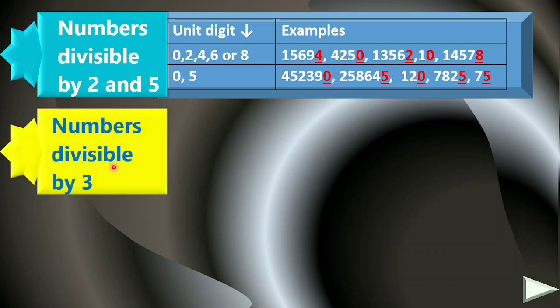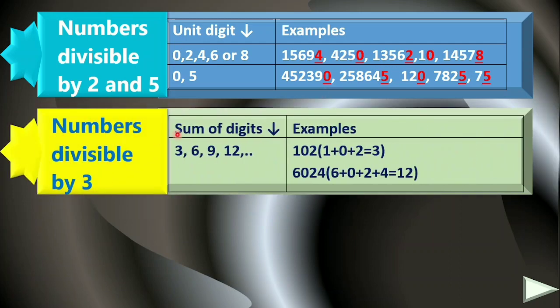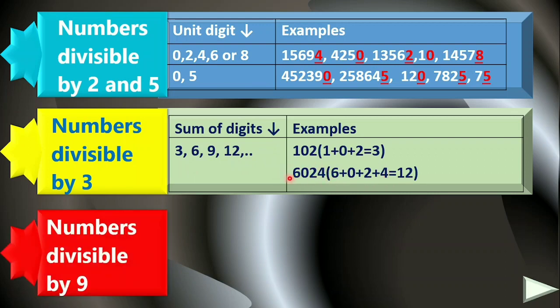Now number divisible by 3. If sum of digits of a number is either 3, 6, 9 or 12, then it is divisible by 3. In example 102, after adding digits 1, 0, 2, it comes out 3. Now 3 is divisible by 3. In example 6024, after adding, 12, and 12 is divisible by 3. That means 6024 is divisible by 3.